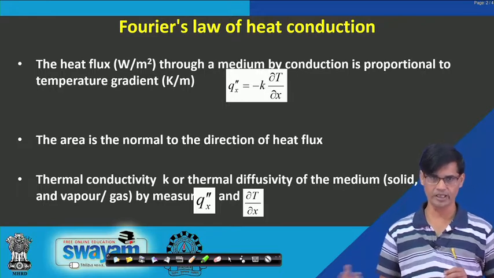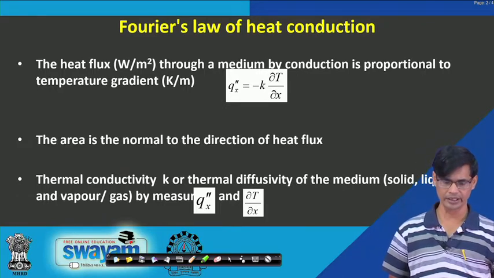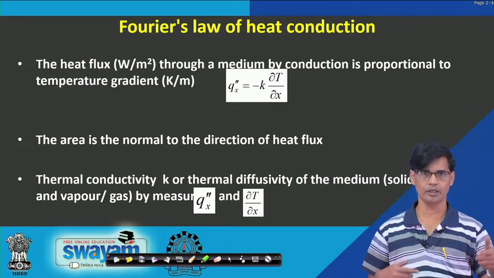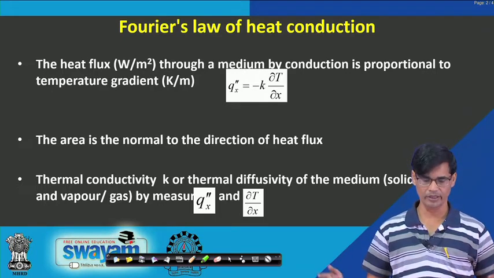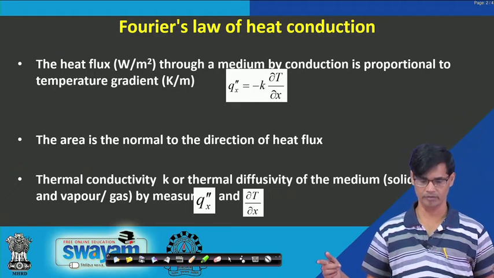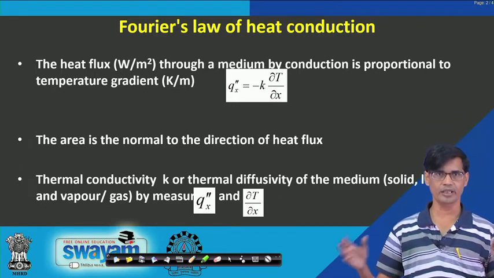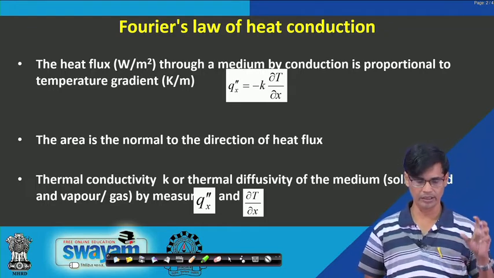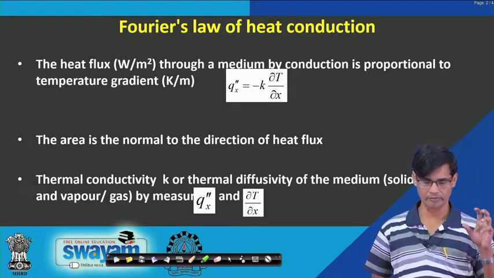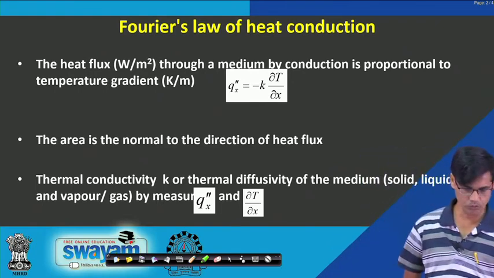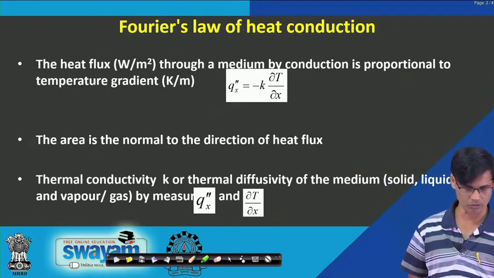Heat flux we can measure, as you know, with an energy meter, the watt meter is there, we can measure the heat flux. And for the temperature gradient, you put a temperature sensor across the wall, or maybe across the bar, then you can find out the temperature gradient. So by putting these into Fourier's law, you can experimentally find the thermal conductivity. That is one of the basic uses of Fourier's law of heat conduction.